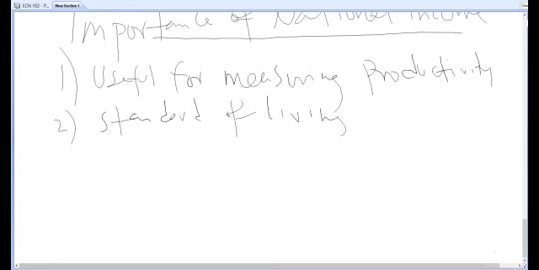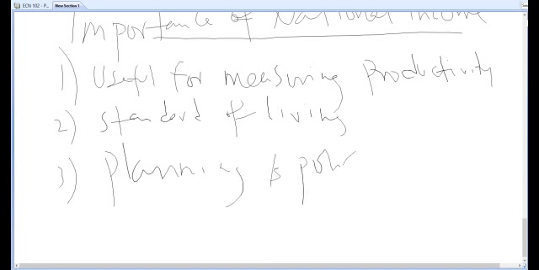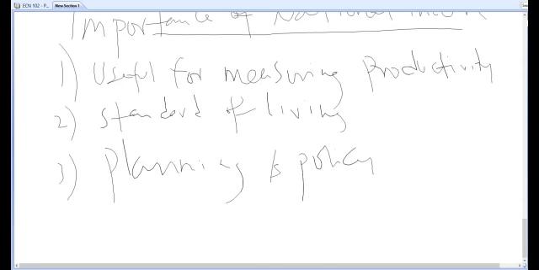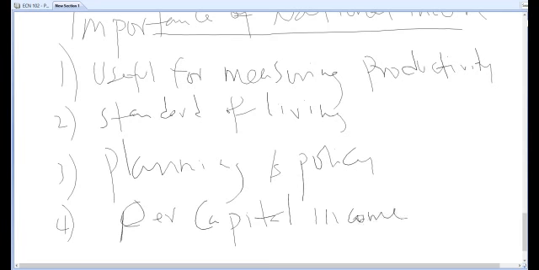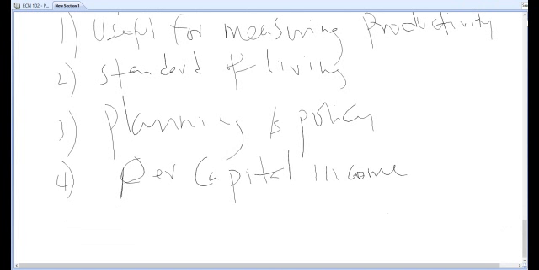Also very important for planning. Three, planning and policy. Then it is also important for measuring our per capita income. Earlier on, we explained what per capita income is. Then it is also very useful to forecast the economy. Very important to forecast the economy.